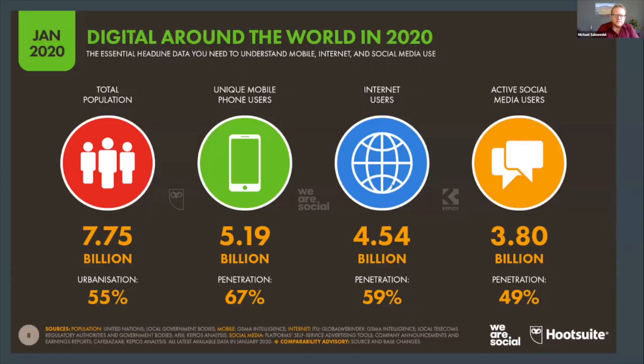Just a quick look at the situation in terms of digital around the world, as a kind of context for the session and why we are interested in working with mobile journalism. Around two thirds of the world's population now has a mobile phone. So that's quite a high number. And most of those people are on social media. In fact, 49% of the world's population are active social media users. Many of those people would be using social media on their phones.